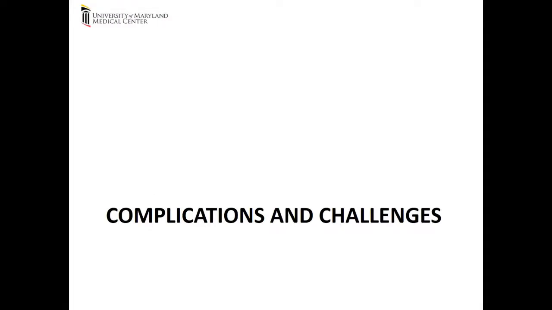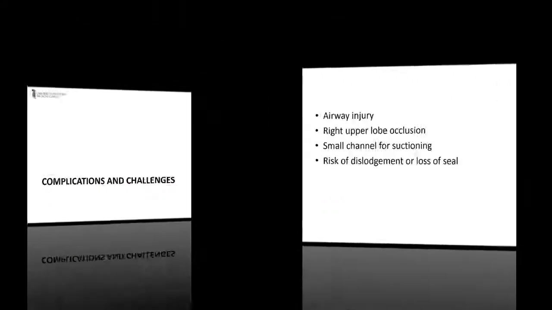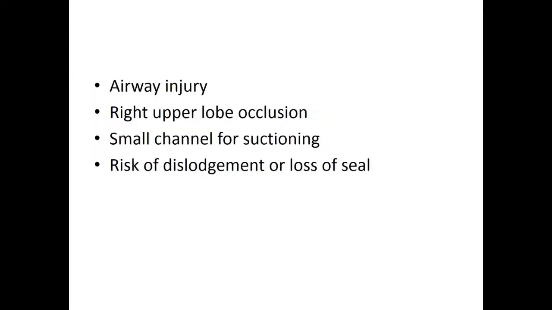There are a number of potential complications and challenges to be aware of during placement of an endobronchial blocker. Airway injury from balloon inflation can occur. When placing an endobronchial blocker on the right side to occlude the right main stem, the right upper lobe takeoff may be inadvertently occluded. The endobronchial blocker can be connected to suction, but this is a small channel. Lastly, there is a high risk of dislodgement or loss of seal around the balloon. Be sure to note the distance at which the blocker has been placed to monitor for migration. Tighten the adapter around the blocker and consider heavy sedation or paralytics to prevent cough.